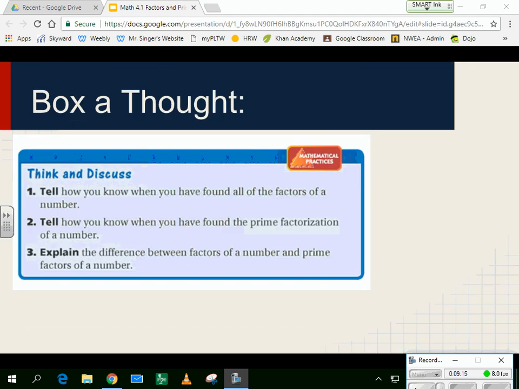All right, so let's move on to the box of thought. Here are your 3 answers. Tell how you know when you found all the factors of a number. That's what we worked on in example 1. Tell how you know when you found the prime factorization of a number. That's what we worked on in practice 2. And explain the difference between factors that are prime, factors of a number, and prime factors of a number. So what's the difference between doing number 1 or doing number 2? Come back when you're done.